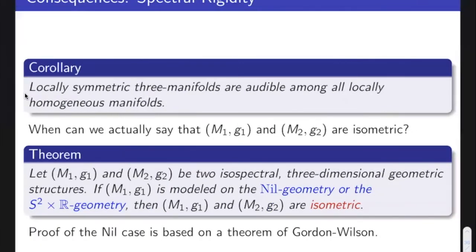And we also answer this question: when can we actually say that M1 G1 and M2 G2 are isometric? Let M1 G1, M2 G2 be isospectral three-dimensional geometric structures. If one of them is modeled on the Nil geometry or the S2 cross R geometry, then they are isometric. To conclude the result on the Nil geometry, we use a result by Carolyn Gordon and Wilson, who computed the Laplace spectrum of Heisenberg three manifolds and showed that if M1 and M2 are isospectral Heisenberg manifolds, then they must be isometric.